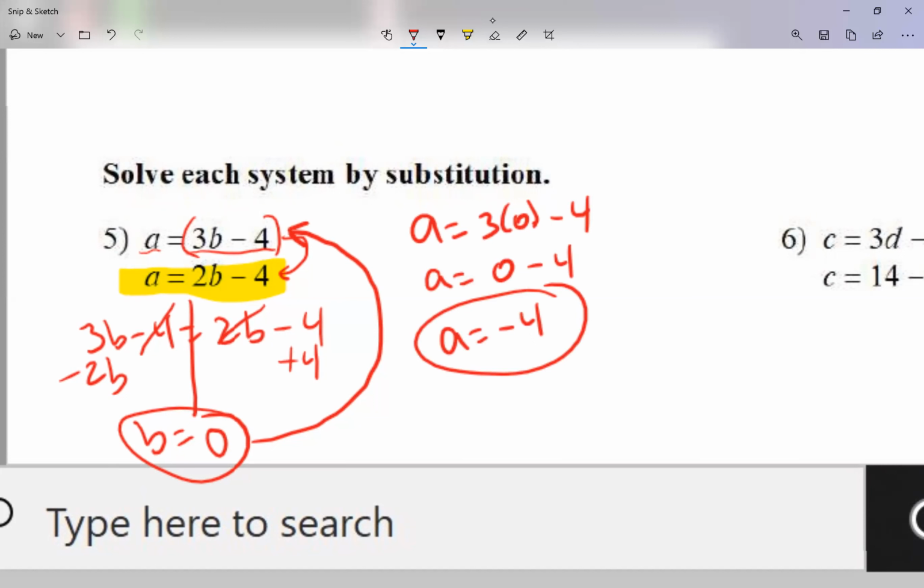For the homework, I'm only going to ask for one letter, and I'm going to tell you guys which one I want. It's either A or B, or C or D, whichever letters I'm using. I'm only going to ask for the value of one of them. Let's take a look at question number 6.